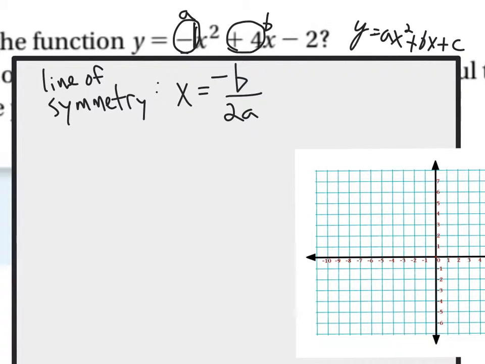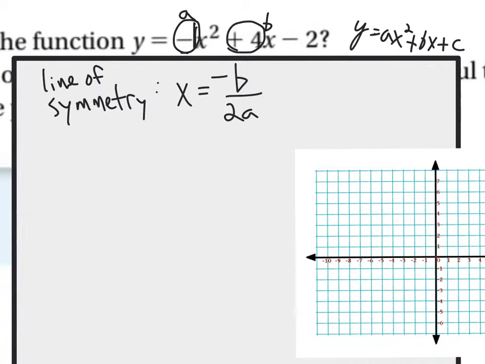4 is going to be our value of b. If they asked us to, we could find c, but we don't have to on this problem. We'll talk more later in the chapter when we might need to know c. C would be negative 2. Again, we don't really need that for what we're doing on this problem.